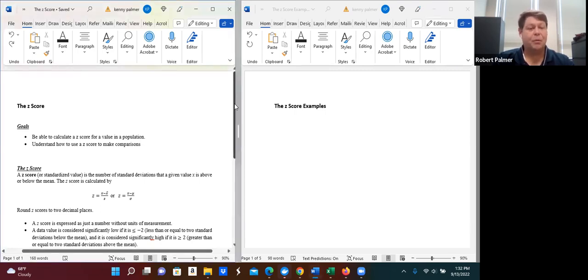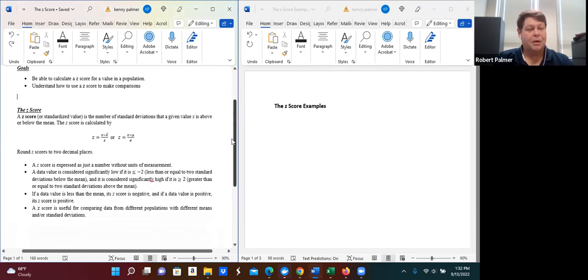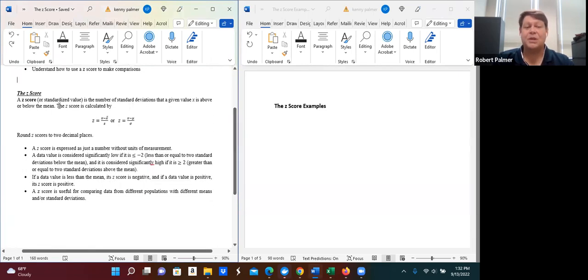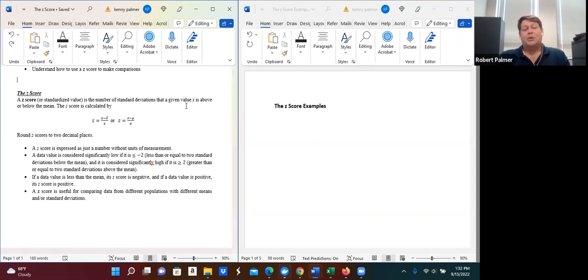So first, let's look on the left at what a z-score is. A z-score, sometimes called a standardized value, is a number that gives you the number of standard deviations that a given value x is above or below the mean. It tells you, in terms of standard deviations, how far above or below the mean you are. And if you use the empirical rule for a bell-shaped distribution, it gives you an idea of how rare this data value would be expected to be.